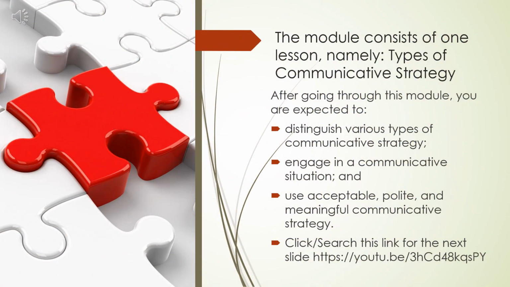The module consists of one lesson, namely, Types of Communicative Strategy. After going through this module, you are expected to distinguish various types of communicative strategy, engage in a communicative situation, and use acceptable, polite, and meaningful communicative strategy. In the next slide, you will be watching a video clip of Miss Universe 2018 Top 3 Final Round for you to have ideas on what are communicative strategies.